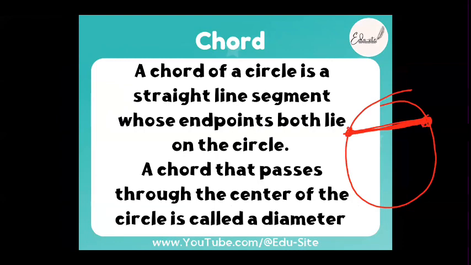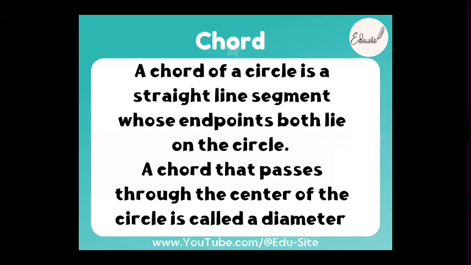It is a line segment joining the endpoints, where both of the endpoints are on the circle, right? They lie on the circle. So it's a line segment whose endpoints both lie on the circle. So which is the largest chord, beta? Diameter. Because why is it so? Because it passes through the center of the circle. Very good, very good.